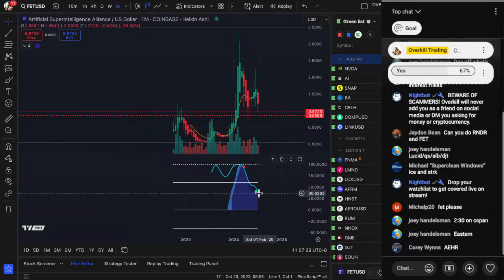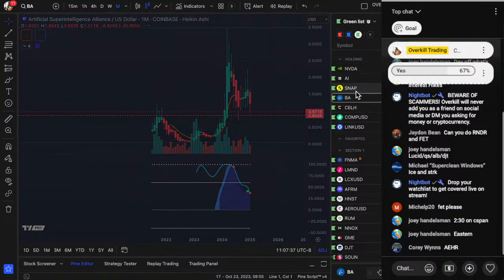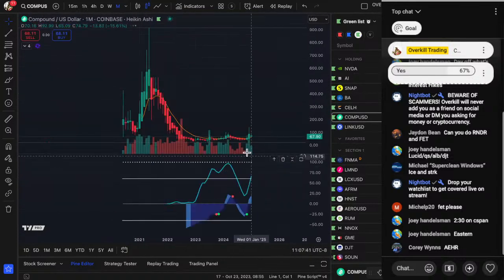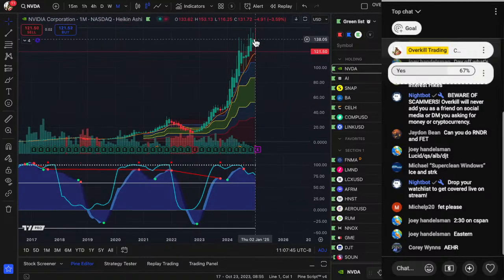But FET, for example, is red on the monthly, so we wouldn't necessarily be looking for a trade on this just because of that red monthly dot. We want to buy names that are green. You've got Boeing green here, Link is green, Comp is green. We're shorting NVIDIA, so NVIDIA is red.